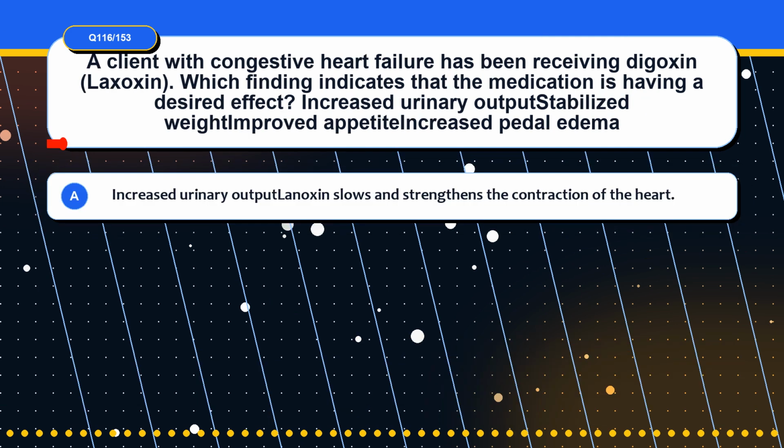Question 116. A client with congestive heart failure has been receiving digoxin and Lasix. Which finding indicates that the medication is having a desired effect? Increased urinary output, stabilized weight, improved appetite, increased pedal edema. Here are the options. Option A. Increased urinary output. Lanoxin slows and strengthens the contraction of the heart.